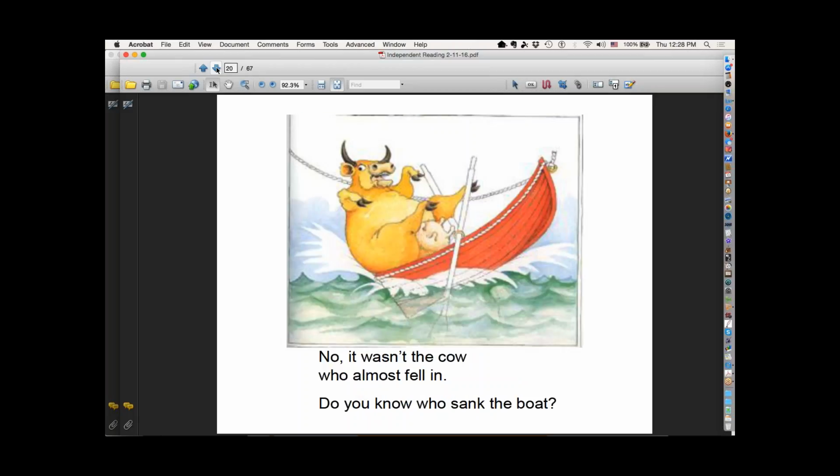No, it wasn't the cow who almost fell in. Do you know who sank the boat?